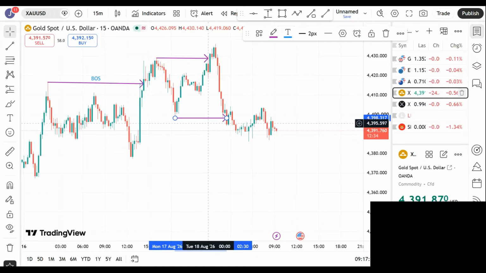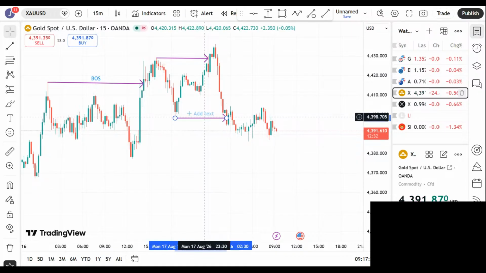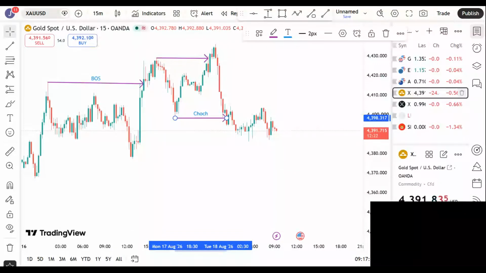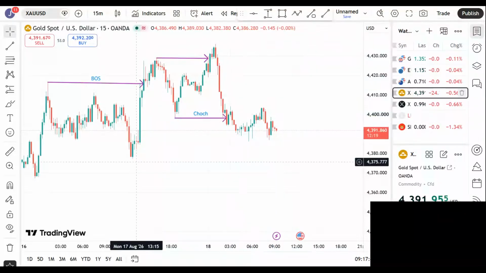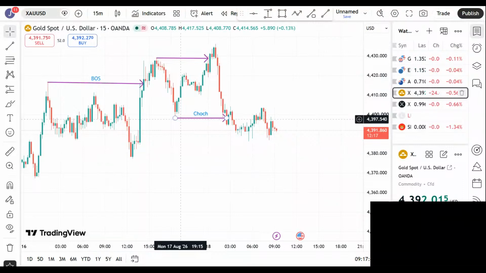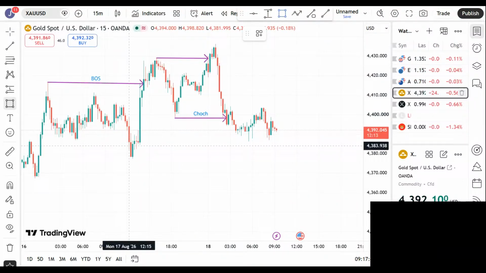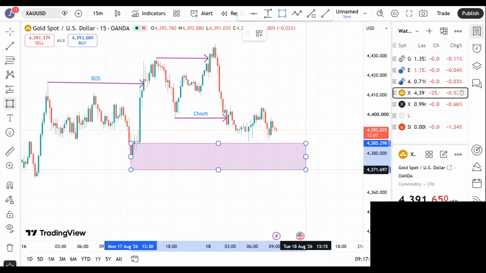You have to make sure your line is intact. All right. So there's this change of character there. So change of character, CHOCH. This is how you can simply write it, but you can do it the way you want. So this break of structure, the order block is here. This is the order block.